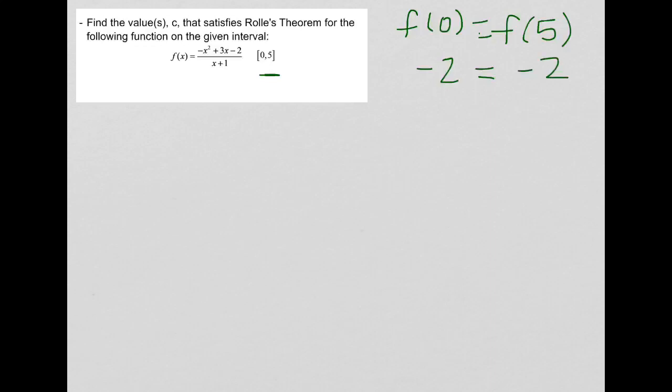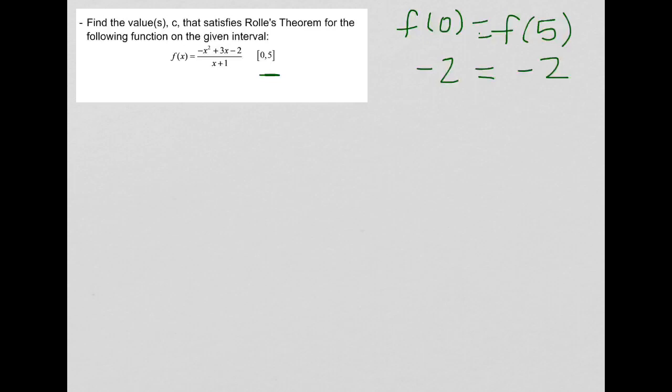Okay, this problem, a little more complicated, but it says find the values of c that satisfy Rolle's theorem. So we first need to check it is continuous everywhere except for -1, but -1 is not in our interval, so we're okay. It's also differentiable. So we need to check, does f of 0 equal f of 5? If I put in 0, I get -2/1 or -2. If I put in 5, I would get -12/6, which also reduces to -2. So it meets all three conditions. So we're going to go ahead and use it.